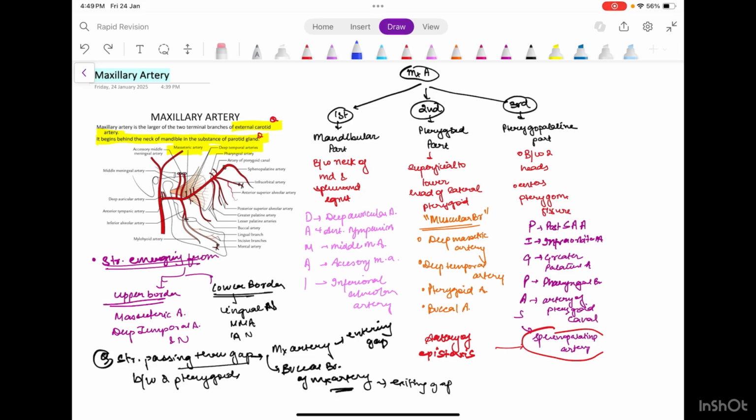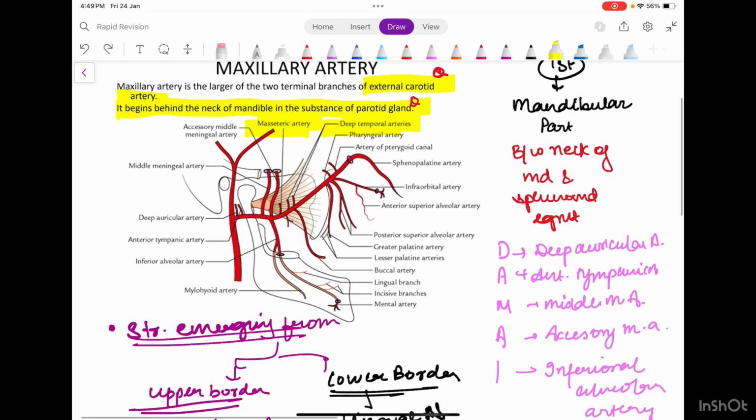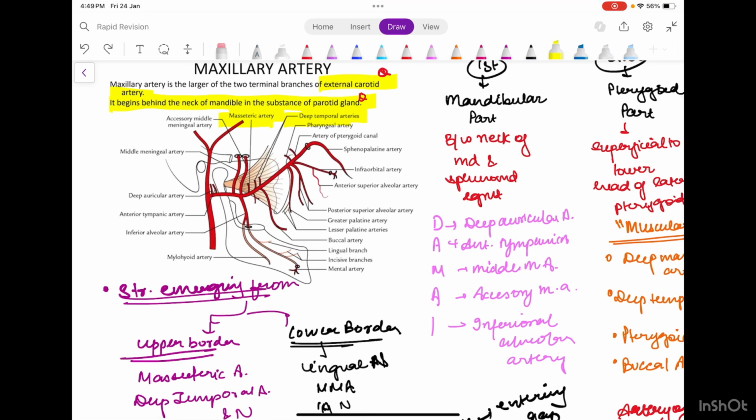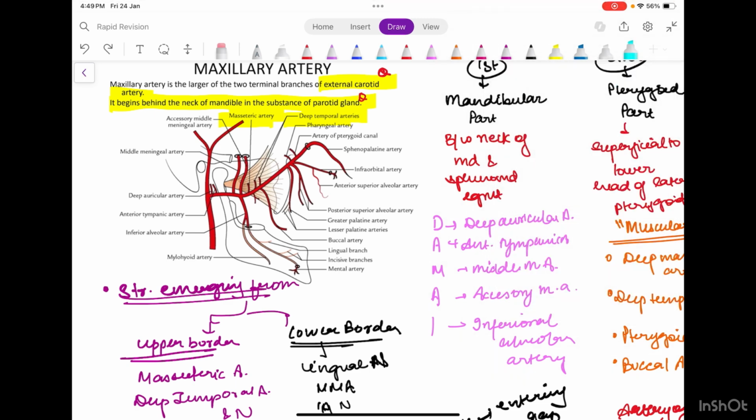So yeah, but I forgot to discuss the diagram. So first of all, we will start from the first part, right? In the first part I will be labeling it with blue. So in the first one you have the anterior tympanic and deep auricular, okay. Then you have inferior alveolar, okay. Then middle meningeal artery, accessory meningeal artery. So we have 5, right? 1 2 3 4 5.